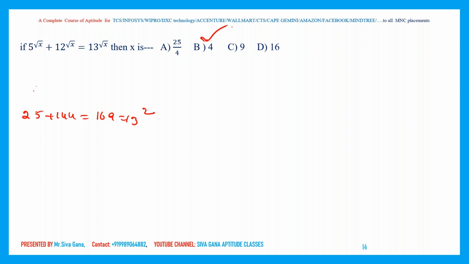If x is equal to 4, 5 square plus 12 square is nothing but 169, which is nothing but 13 square, which is nothing but 13 power root x, where root x is 4. That's it, simple question. Options are checking.